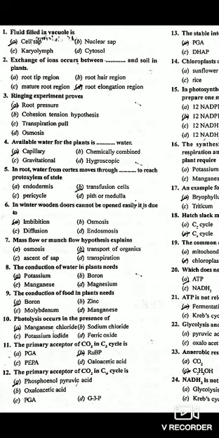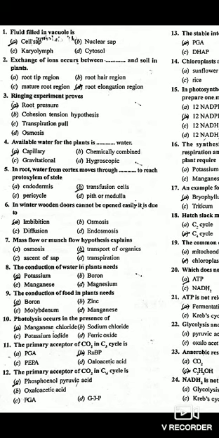Sixth question, in winter wooden doors cannot be opened easily, it is due to, option A, imbibition. Seventh, mass flow or Munch flow hypothesis explains, option B, transport of organics. Eighth question, the conduction of water in plants needs, option A, potassium. Ninth, the conduction of food in plants needs, option A, boron. 10th question, photolysis occurs in the presence of, option A, manganese and chloride.